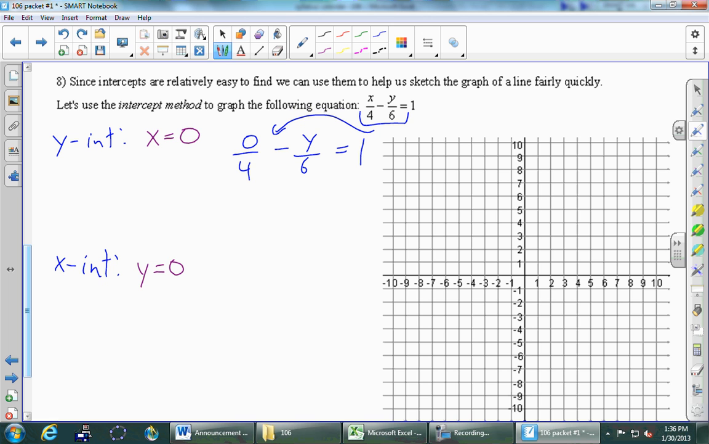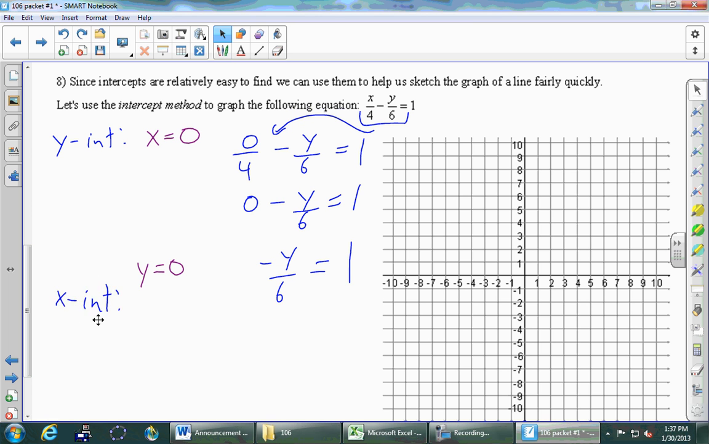0 divided by 4. Some people get confused by this. 0 divided by 4 is a nice number. What is it? It is 0. If you continue writing 0 over 4 like line after line, what that means is you don't understand that 0 over 4 is 0. 0 divided by anything is 0. I'll copy this part right here. And then 0 minus y over 6. Well, I don't need to write that 0, do I? I think this is just negative y over 6, isn't it? 0 doesn't affect anything. So we have to now solve this equation for y.